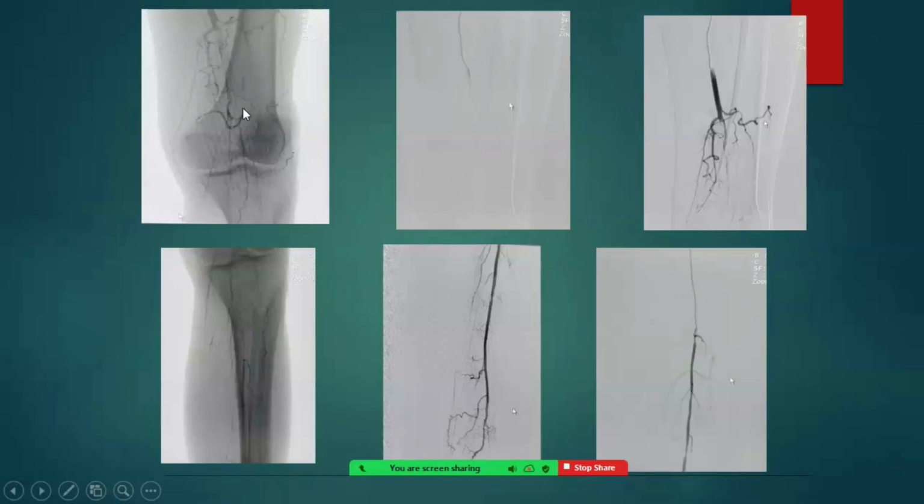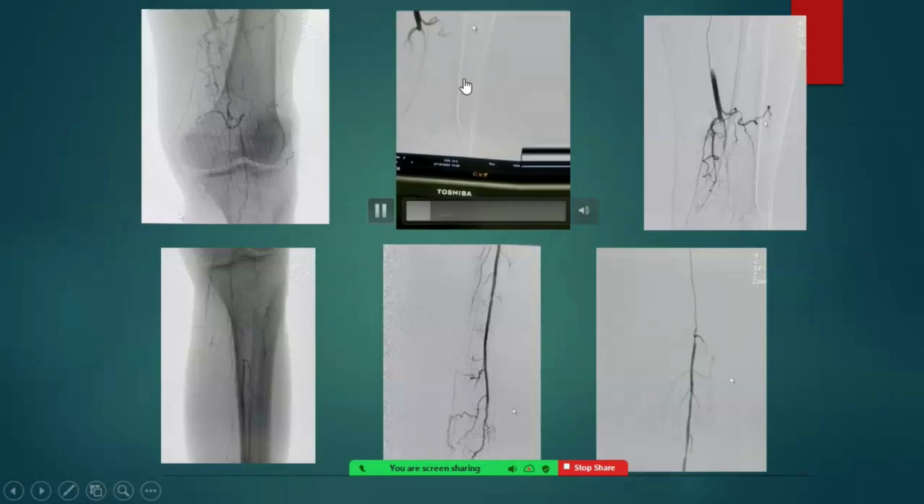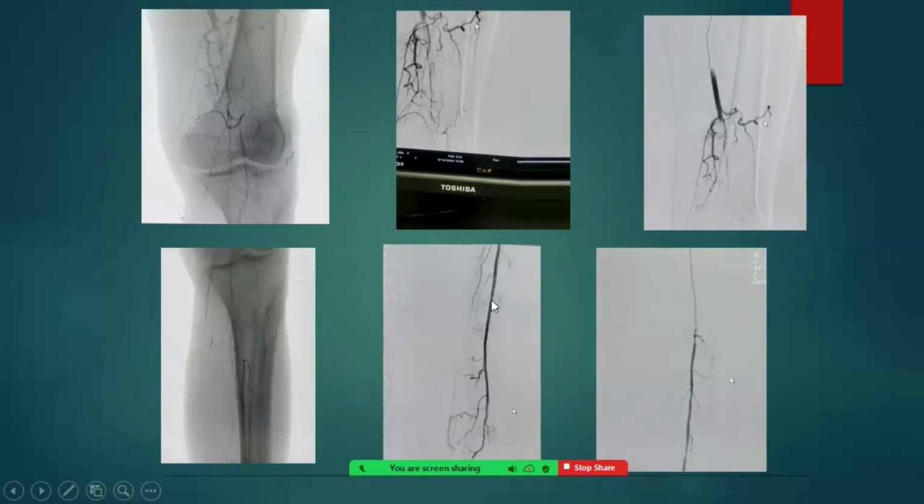So this is a very long segment disease. From the distal SFA, nothing was visualized till the BTK. So we took the antegrade puncture in this case. There was multiple collateral formation and nothing else was visualized. The flow was seen very faintly in the peroneal and mid part of the posterior tibial artery. So we took the retrograde puncture, the retrograde approach.